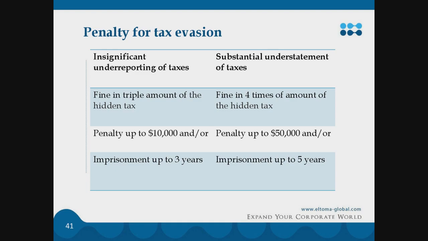Insignificant underreporting of taxes will have a fine of triple the amount of the hidden tax or a penalty up to 10,000 Singaporean dollars and or imprisonment up to 3 years. So the penalty and imprisonment can be combined. Substantial understatement of taxes should be penalized with a fine of 4 times the amount of the hidden tax, with a penalty up to 50,000 Singaporean dollars and or imprisonment up to 5 years.